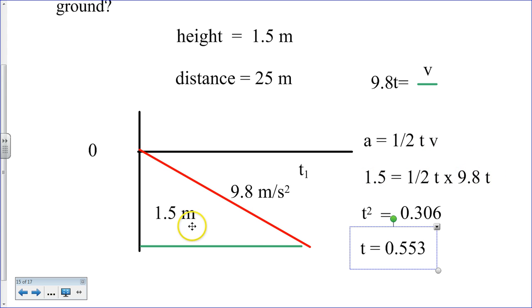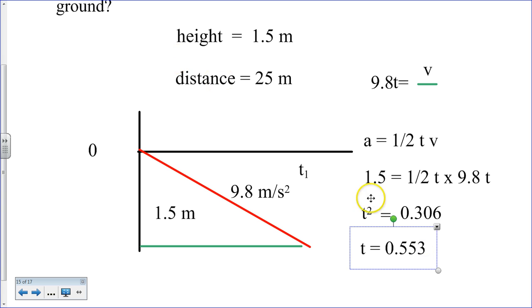So now we have the area, which is 1.5, is equal to 1/2 of t times 9.8 t. T times t is t squared. And if we take 1.5, multiply it by 2, we get 3, and then we divide it by 9.8, and we end up with 0.306 as the time squared. That would actually be seconds squared if you wanted a measurement.